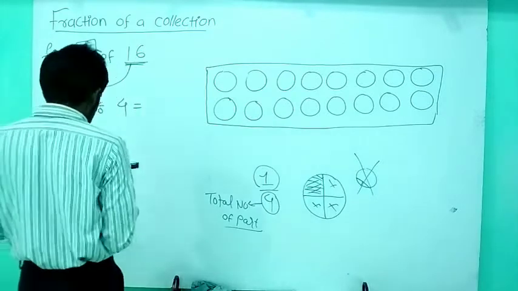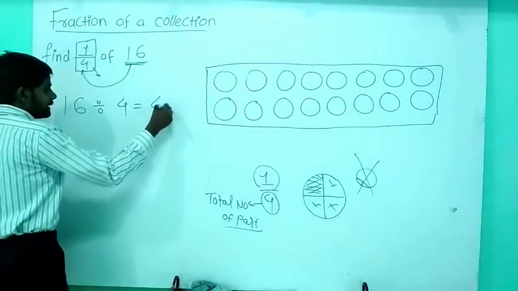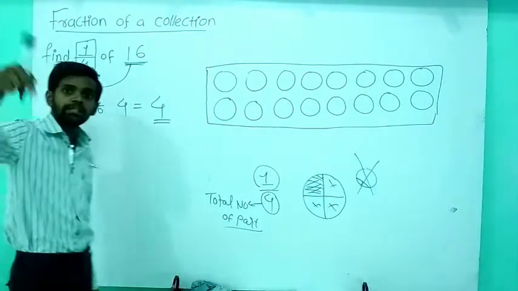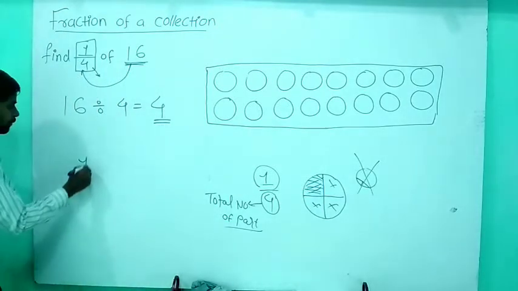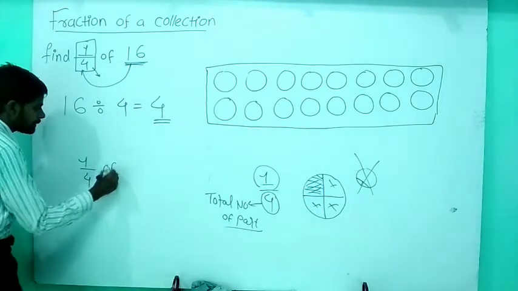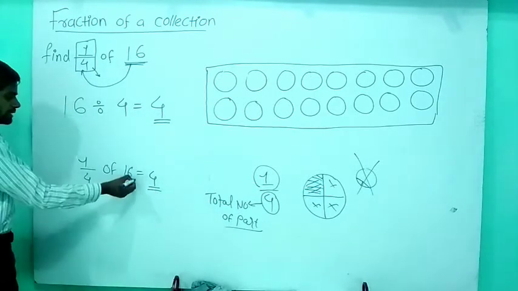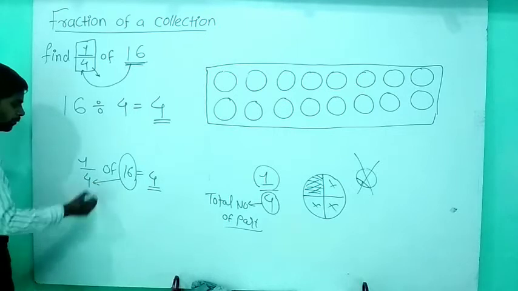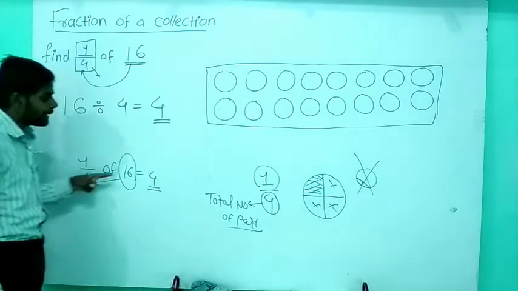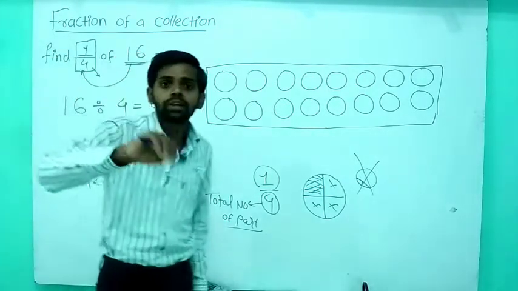4 fours is 16. That means 1/4 of 16 is 4. When you divide 16 by 4, that means when you find the 1/4 part of 16, you will get 4 equal parts.